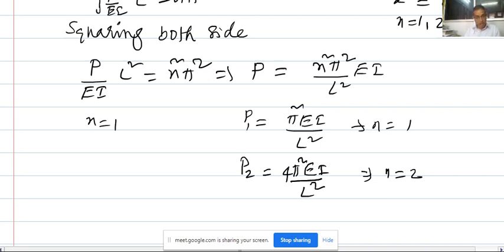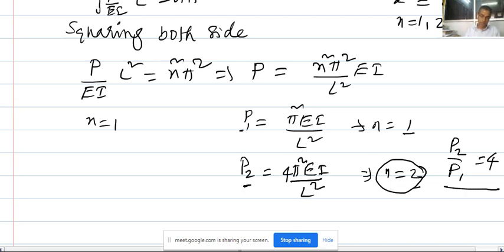I am not changing anything, simply the same thing. When n is equal to 1, the load is P 1, and when n is equal to 2, the load is P 2. That means, how many times? What is P 2 by P 1? P 2 by P 1 is 4. That means, if you want to get 2 loops, 2 modes in the column, you have to increase the load 4 times. Please understand, these are very important practical questions. In order to get the second mode in the column, you need to apply 4 times the load.